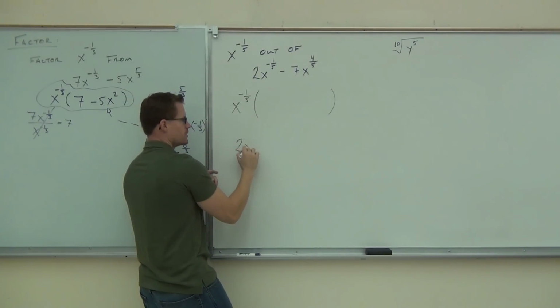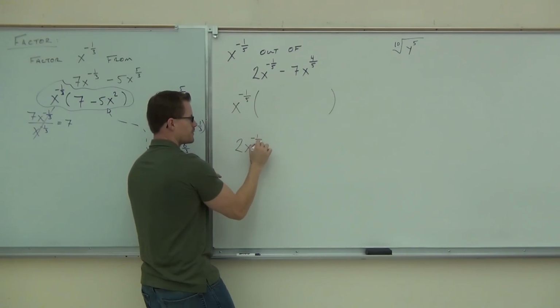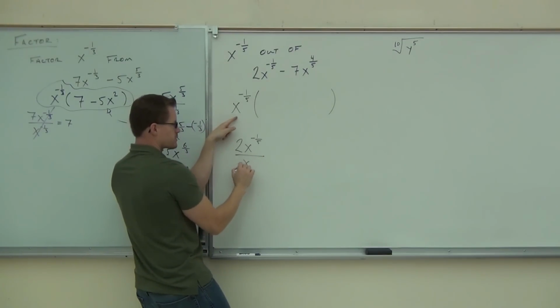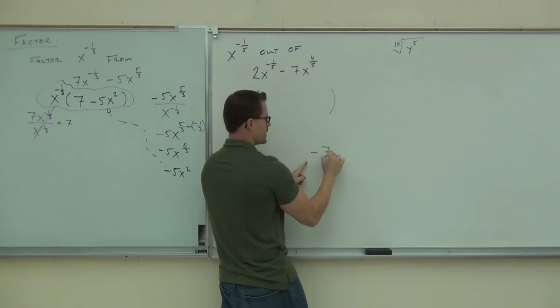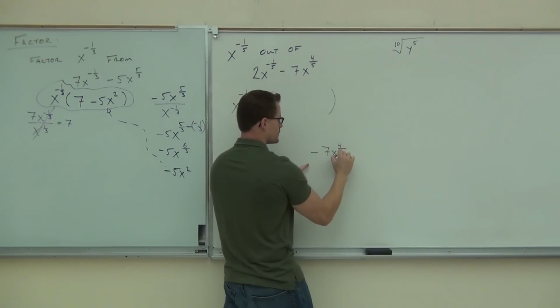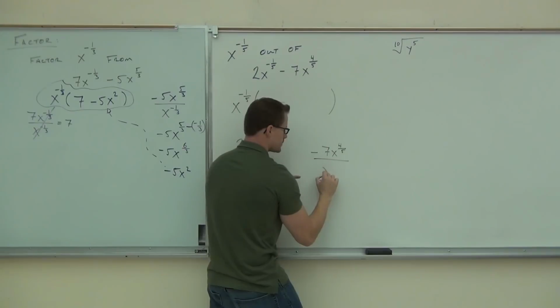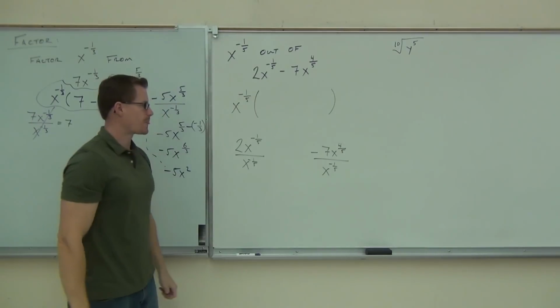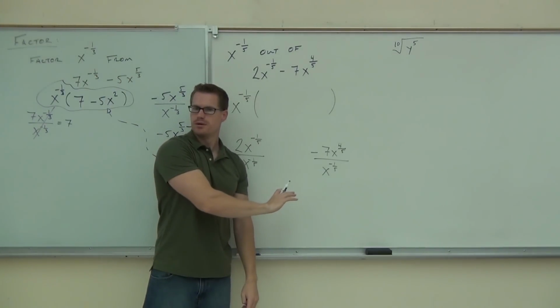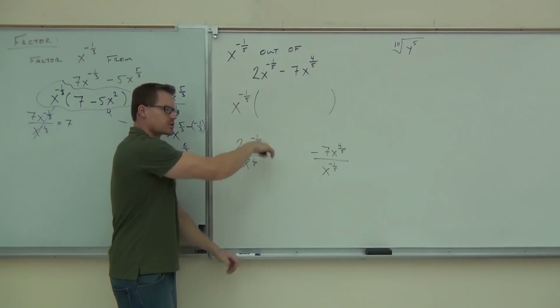So in other words, 2x to the negative 1/5 over x to the negative 1/5, and also negative 7x to the 4/5 over x to the negative 1/5. Second term divided by what we're factoring. Did you guys show that on the paper? That's good, all right.